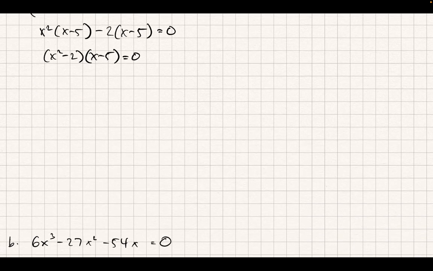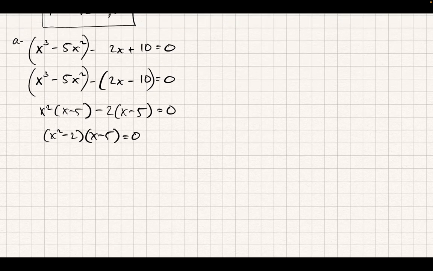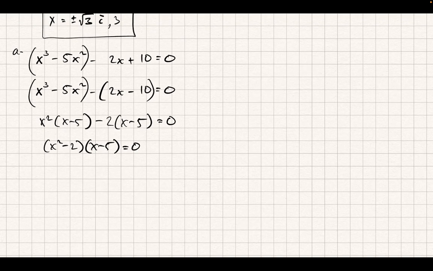Wait, why did it turn 2x plus 10 into x minus 5? Because I took out 2, the factor. Why did it turn negative, though? Yeah, from here. But wait, why did it turn into a negative? Because it was already a minus. Oh, I'm sorry, I was looking at the wrong problem.